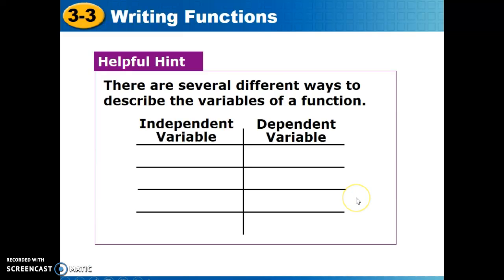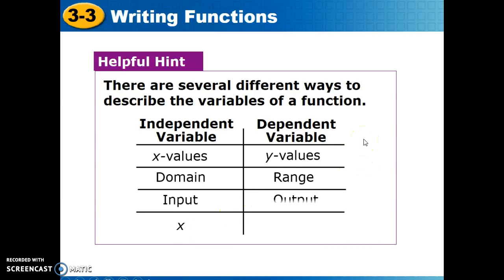Several different ways to describe the variable of a function. Independent variable are the x values, the domain, the input, or x. The dependent variable are the y values, the range, the output, or, now we're going to talk about function notation, it is f of x, a function of x. That's what this notation tells us. This could also read y, but we can talk about it in terms of f of x.